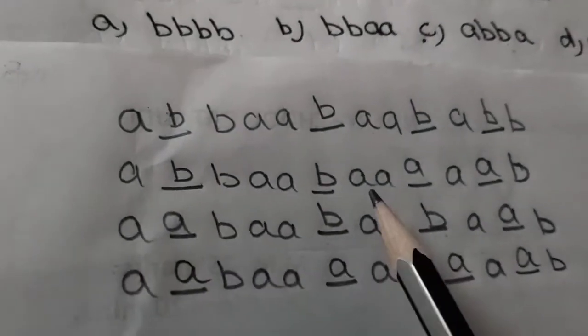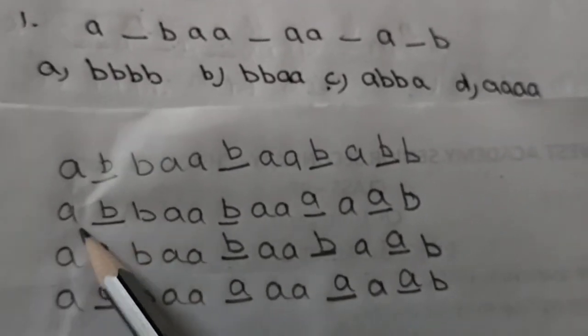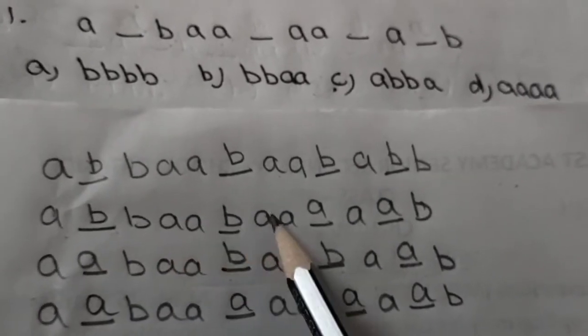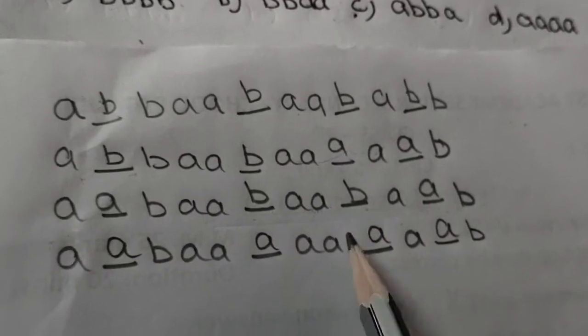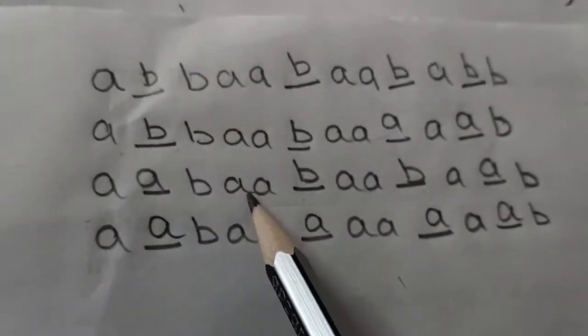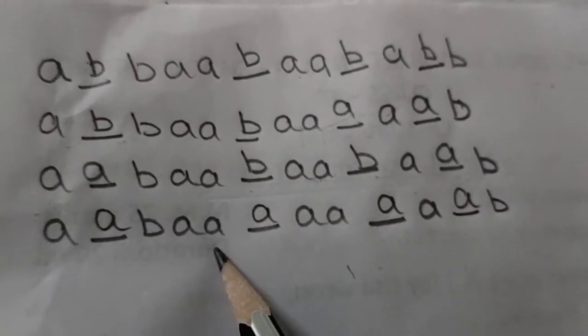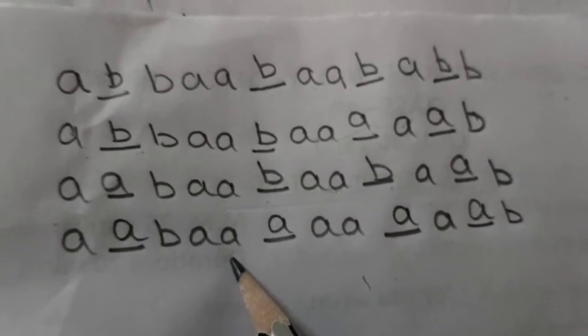Now see, I have filled option B also in the same way. A, B, B, A, B, A, B. And the third option also and the fourth option also. Now we have these 4 answers. You have to see in which one you are getting the sequence. Where has the pattern formed?